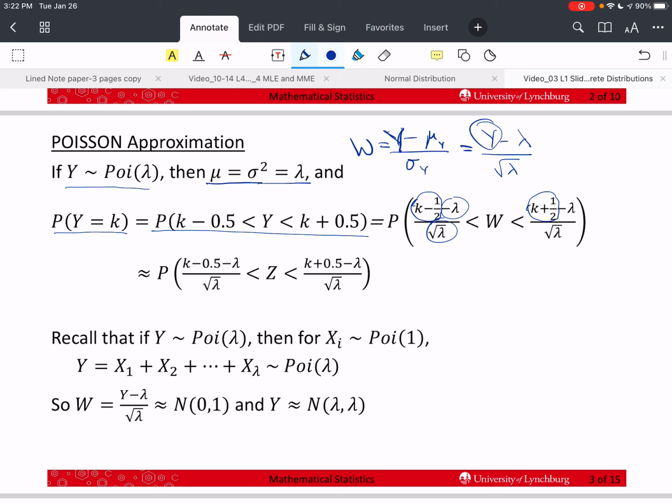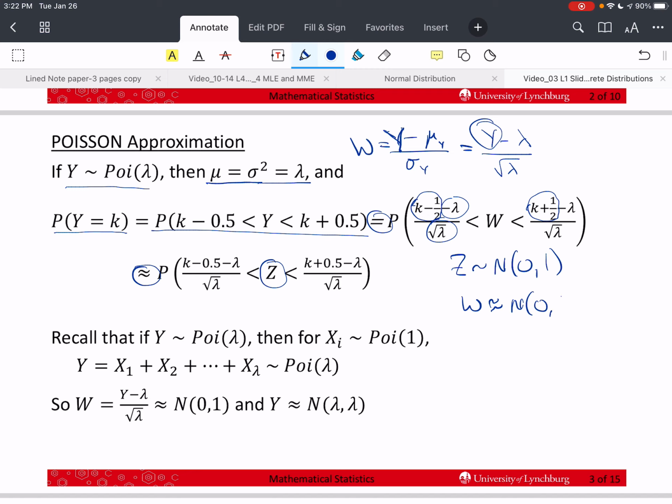And so then, remember, this is equal. But then we're going to approximate it when we change this to a Z, which has an actual standard normal distribution. W only approximately has a standard normal distribution. Okay? So that's why we have this. It's very important. It's an estimate.